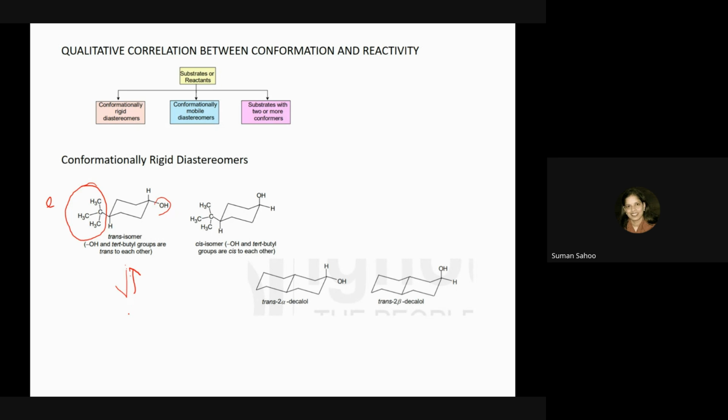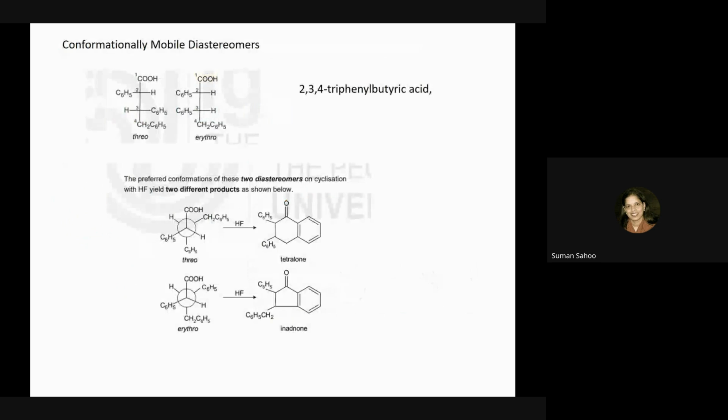These two are diastereomers, and even this cis isomer, where the OH group and the tertiary butyl group are cis to each other, the equilibrium is always on this side, not to the other isomer. So these two diastereomers are very rigid. Even trans 2-decalol and trans 2-beta decalol, as we know, trans decalin does not undergo flipping, because trans decalin is formed by the fusion of equatorial bonds. So these two are also very rigid diastereomers.